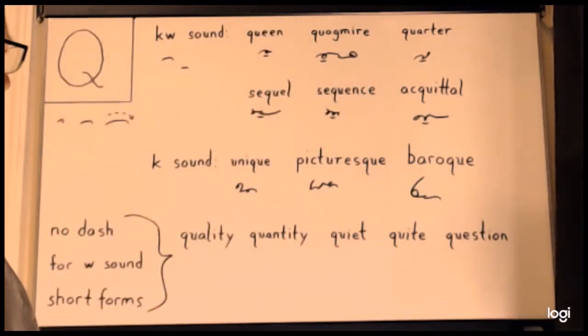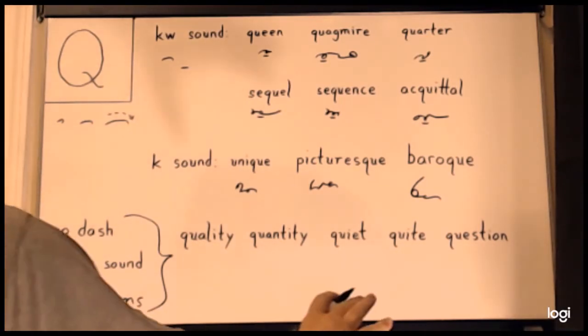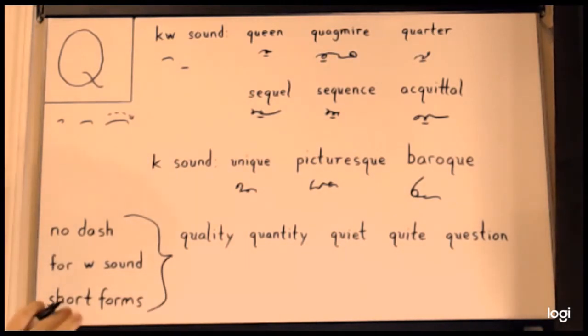Baroque. Now there are some words, and most of these are short forms, but nonetheless, that do not represent the W with a dash.